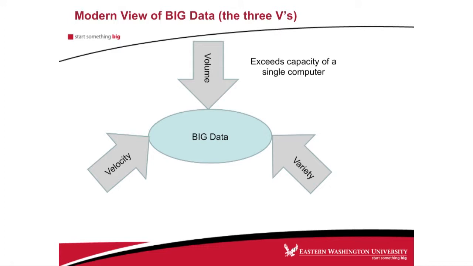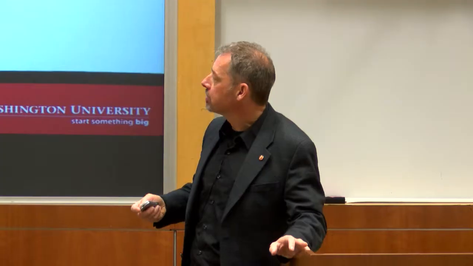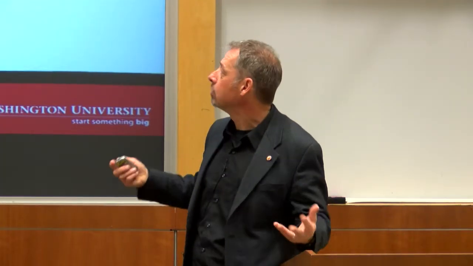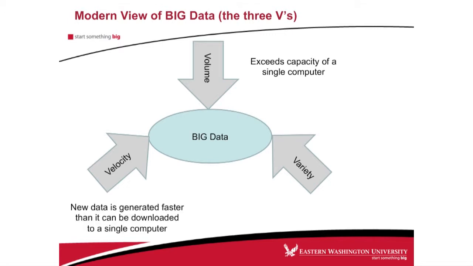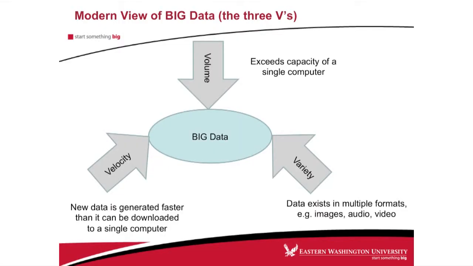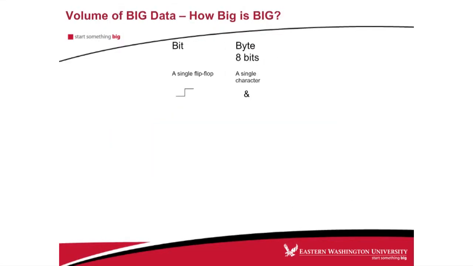And of course, what we consider a large volume is going to change over time. It certainly has changed since 20 years ago. But in general, it's a large volume if it exceeds what we can put on a single computer. It's large velocity if data is being generated faster than we can download it to a computer, so it's being generated fast. And there's a variety of data, so it exists in many different formats: text, video, images, audio, and so on.